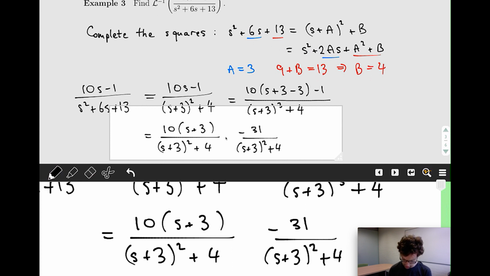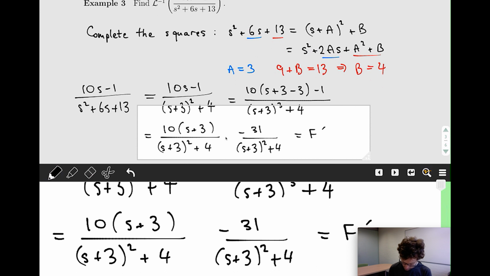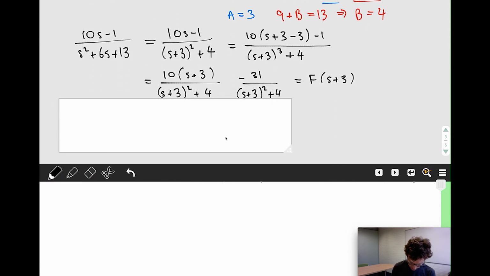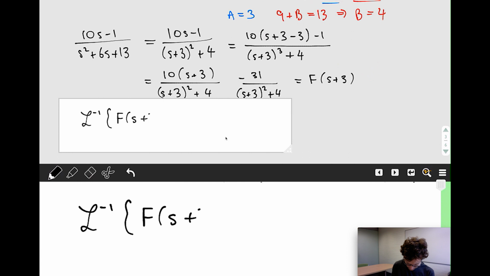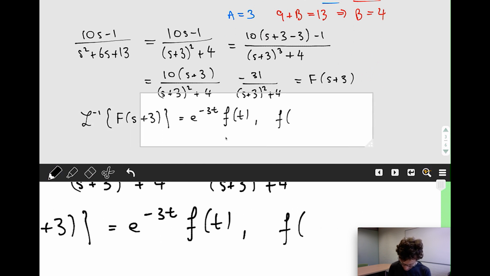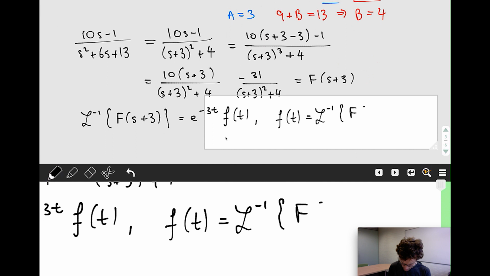So I definitely have a function that's been shifted here, and this is called big F of s plus 3. And I can use the first shifting theorem to deal with that. So the first shifting theorem tells me that the inverse Laplace transform of a shifted function will be e to the minus shift times t times f of t, little f of t, where f of t will be the inverse Laplace transform of the function big F with no shift, so the unshifted version of big F.